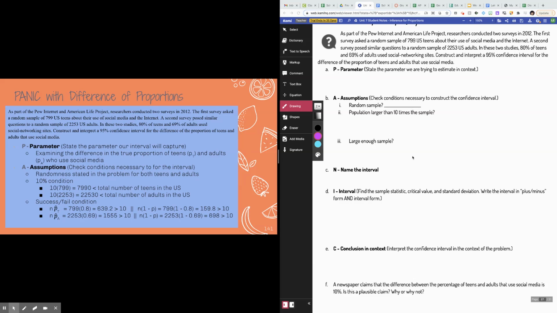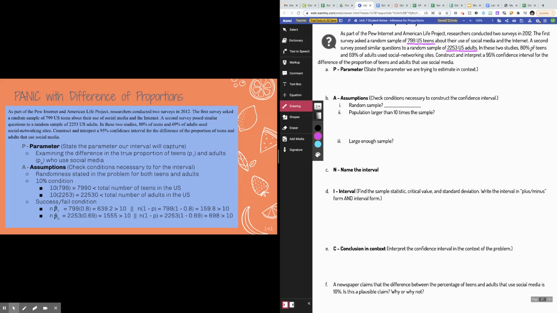Okay, so here's the scenario. As part of the Pew Internet and American Life Project, researchers conducted 2 surveys in 2012. The first survey asked a random sample of 799, that's going to be important, U.S. teens about their use of social media. A second survey posed similar questions to a random sample of 2,253 adults.